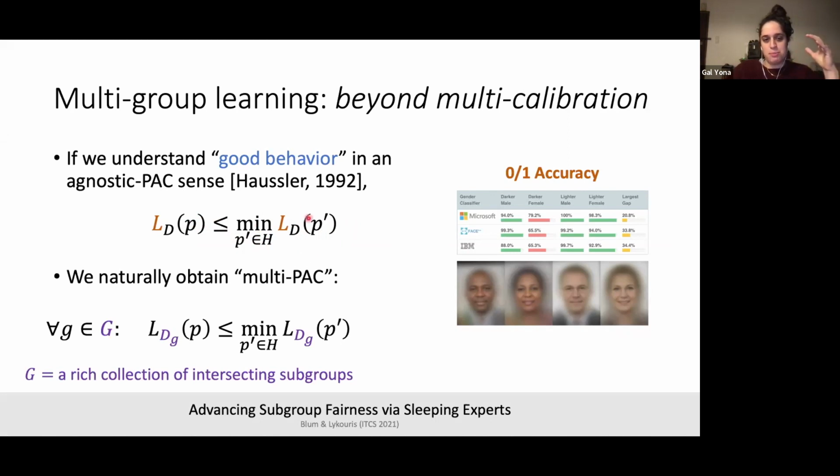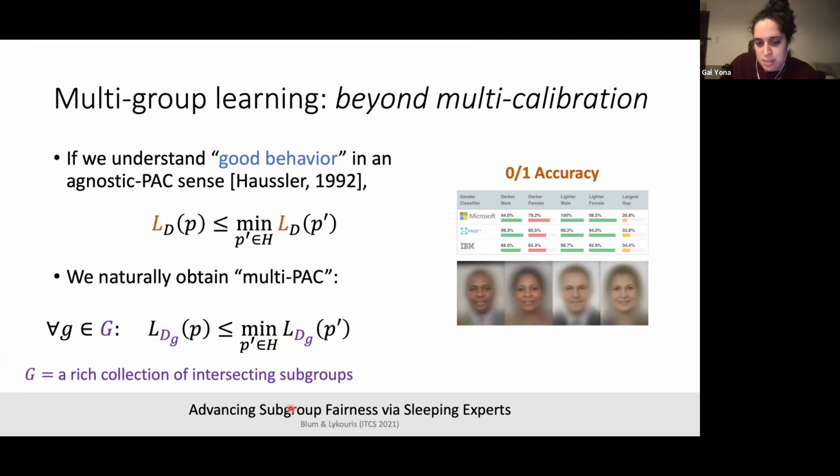Okay, so if this is what we mean by good behavior, I argue that this naturally gives rise to this notion of multi-group agnostic PAC, or multi-PAC for short, where I have a rich collection of subgroups. So think of it as the subgroups in the example that I just gave, so maybe intersections of protected attributes. And what I want to ensure is that simultaneously for every group in this collection, my predictor is such that the loss that this particular group experiences, so here D sub G is the distribution restricted to this subgroup, the loss that this predictor has on this subgroup is competitive with the best thing that this group could have obtained inside this class H. Okay, so basically taking this requirement and just putting this quantifier over the subgroups simultaneously.